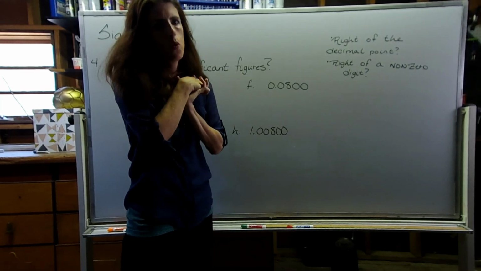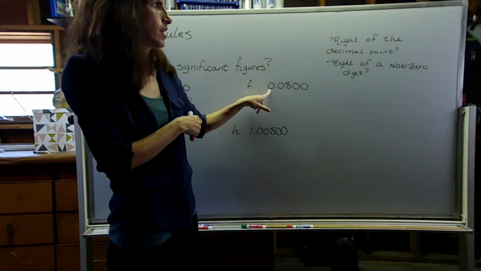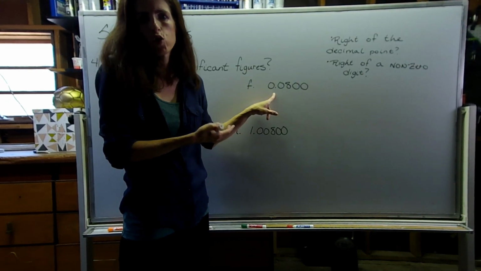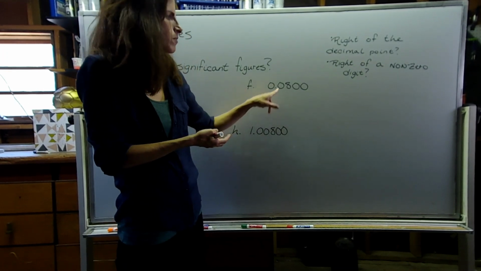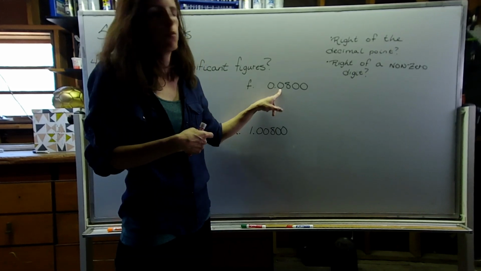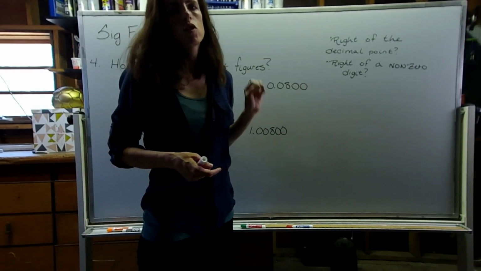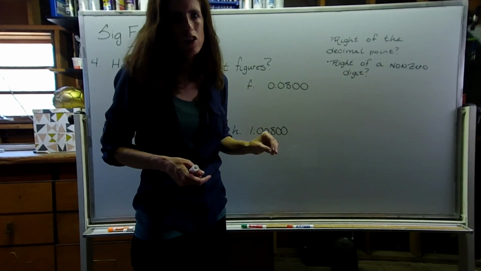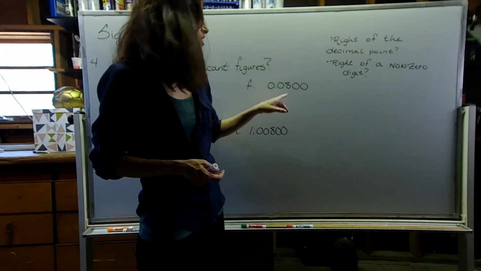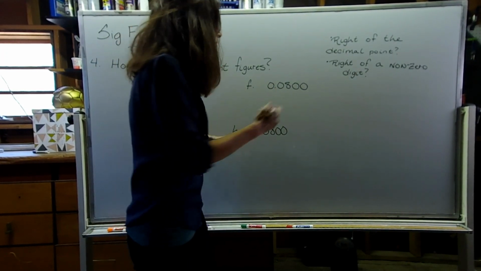We have 0.0800. First question, is this 0 to the right of the decimal point? And the answer is no, so it's not going to count towards the sig figs. Now I'm looking at this 0. This time it is to the right of the decimal point, so I have a yes on my first question here. Is it to the right of a non-zero digit? Well, no, there's nothing out front here except another 0. So therefore, it's not going to be significant.